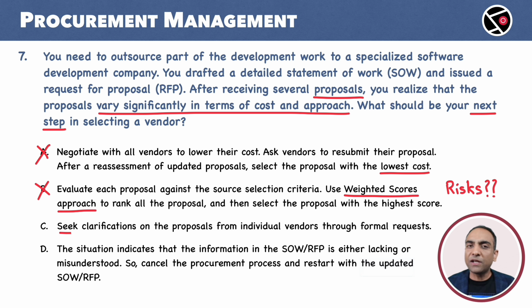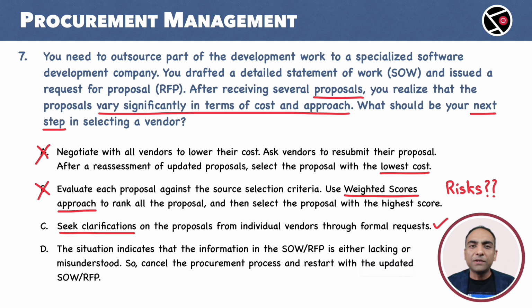C. Seek clarification on the proposals from individual vendors through formal requests. This is what I would do. Call for a meeting with individual vendors and ensure that the RFP SOW documents are properly understood. If gaps are identified, update the documents, reissue to all the vendors, make sure that the changes are clearly identified and explained, and then ask vendors to resubmit the updated proposals. C looks good to me.